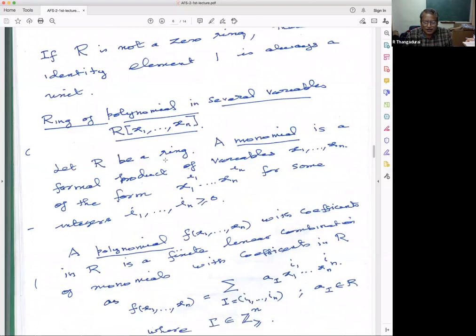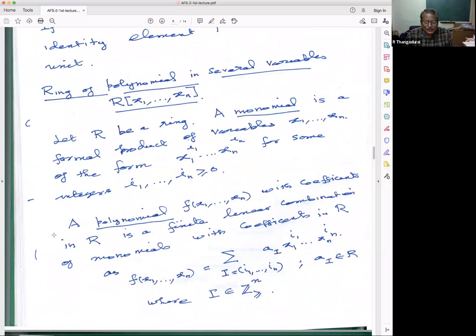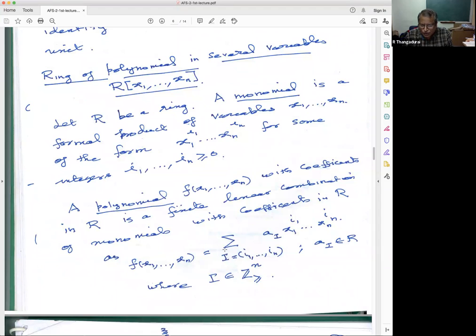A polynomial, which we denote by f(x1, x2, ..., xn) with coefficients coming from the ring R, is a finite linear combination of monomials with coefficients coming from R. So f(x1, ..., xn) is a finite sum, where the sum is over I, an n-tuple of non-negative integers. The coefficient index is also denoted by this capital I. So a_I is the coefficient of the monomial x1 power i1, etc., xn power in. It's a finite linear combination. When n equals 1, we get back our usual polynomial in a single variable. This is just a generalization.